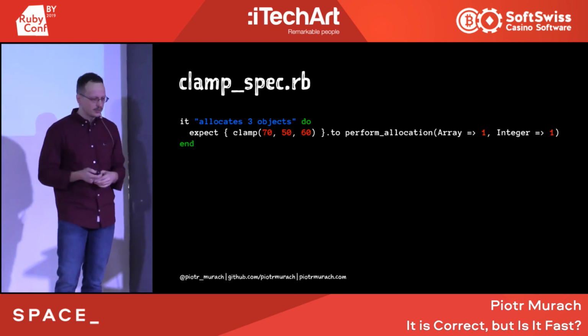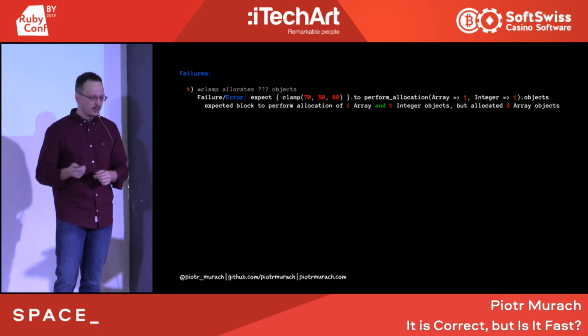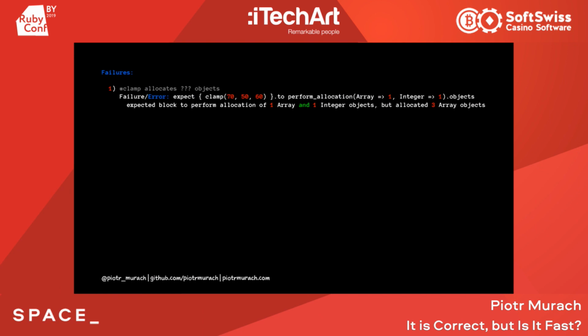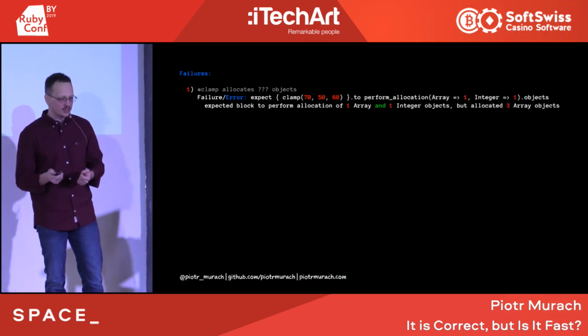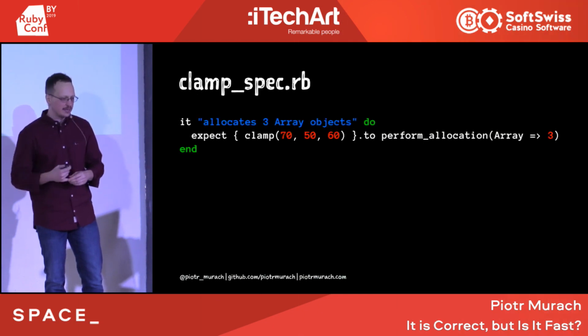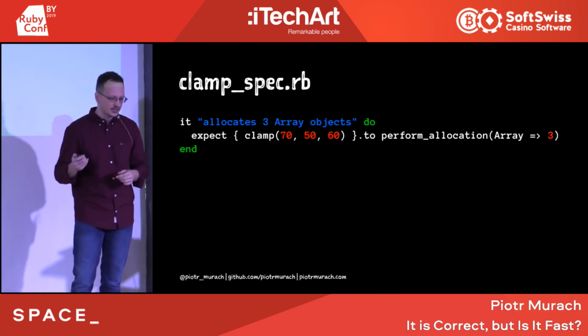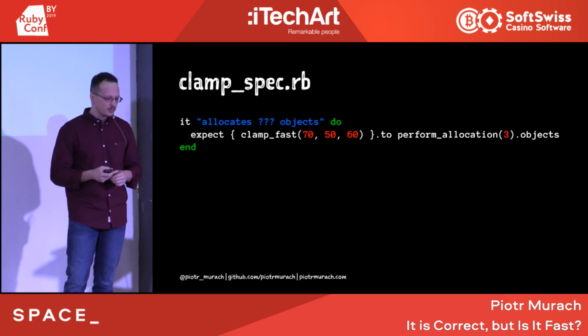But those are internals of Ruby. So we put our assertion again with more detail and run it. And it tells us that actually we expected 1 array, 1 integer, but we get 3 array allocations. So actually the integer means it's not allocated. Actually sorting array allocates more arrays. So that's where the performance issue is creeping in. So we adjust our assertions to 3 arrays, and it passes.